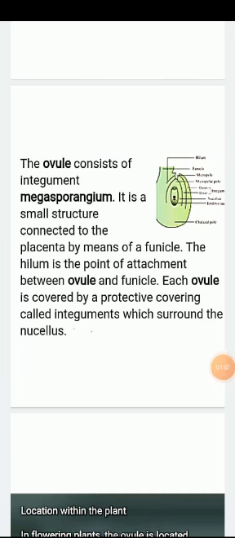Now we can say the structure of ovule is very interesting. The ovule consists of integument and megasporangium. There are two coverings for protection that are known as integument, outer integument and inner integument. It is a small structure connected to the placenta by means of a funicle. The hilum is the point of attachment between ovule and funicle. Each ovule is covered by a protecting covering, as we already said, called integument, which surrounds the nucellus.